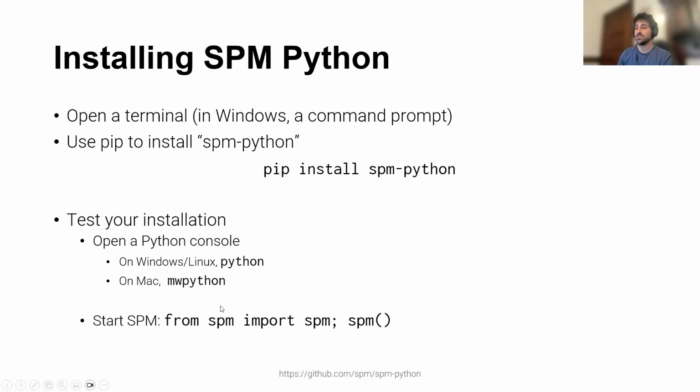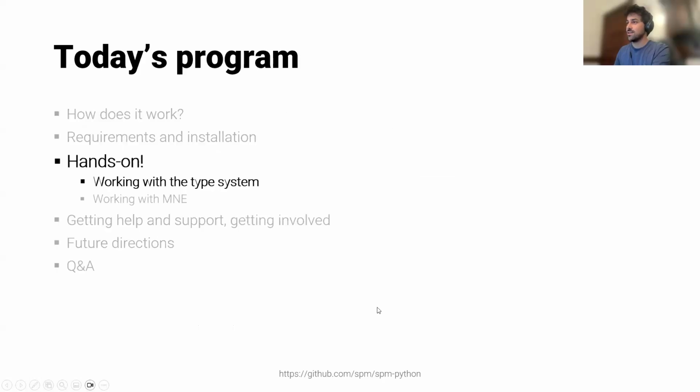Then to test your installation, you open a Python console. On Windows and Linux, you just type python. On Mac, you have to type mwpython. That's a bit different: for some reason, the Python version of MATLAB runtime doesn't work with the default Python on Mac. You have to use the version of Python that they package, which is called mwpython. Then you can just import SPM and launch the GUI, which I think is something quite interesting.